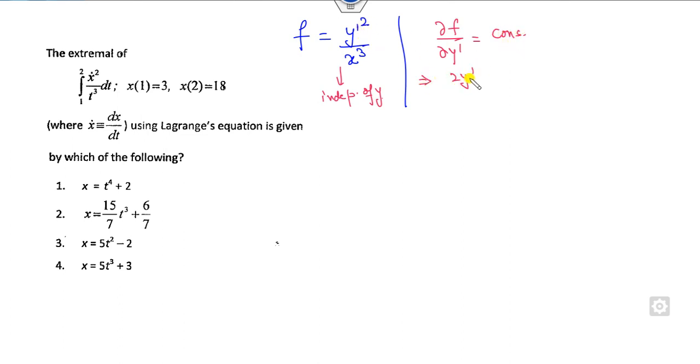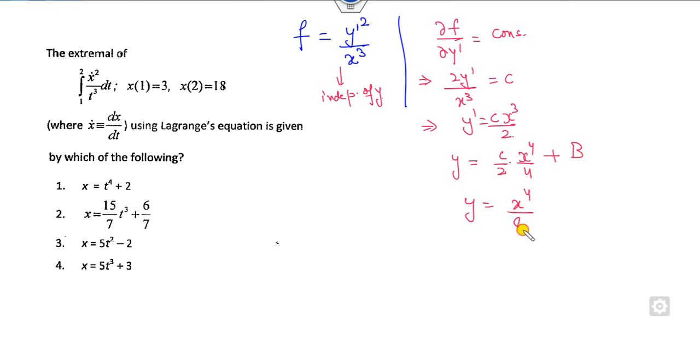It is 2y dash over x cube equals my c. So what is y dash? It is c times x cube by 2. Now you can integrate them. y is c by 2, x to the 4 by 4, plus a constant. So x to the 4 by 8 times c plus b.